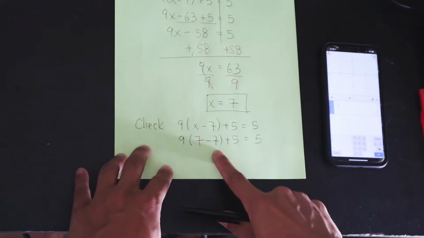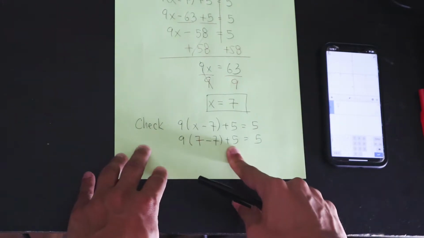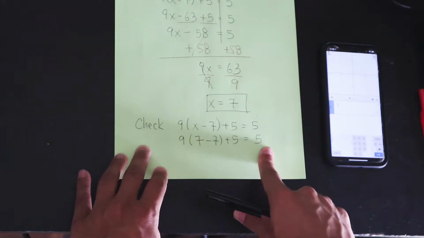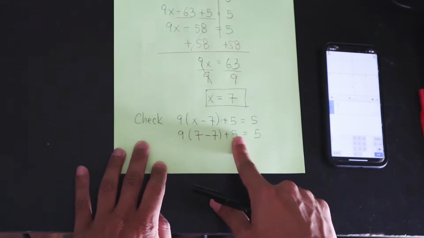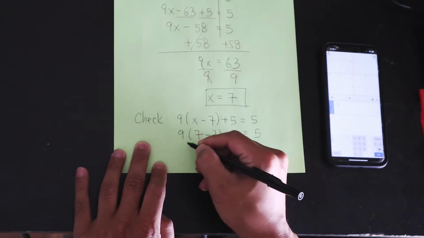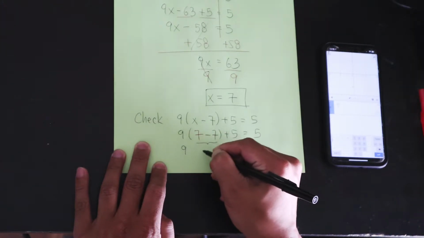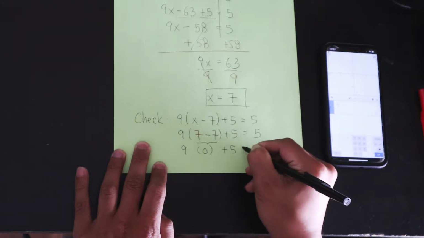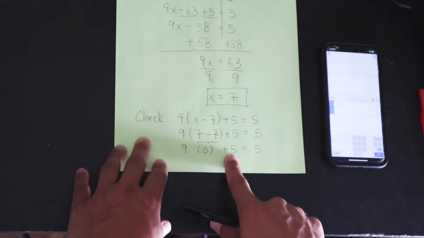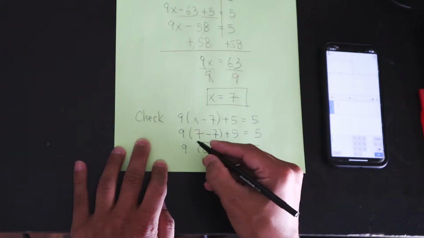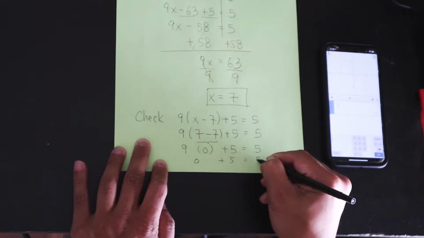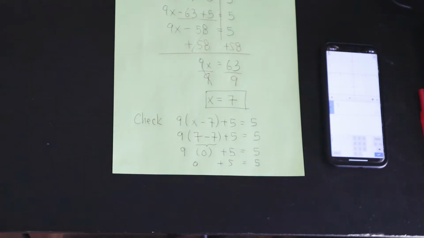And then you're going to use order of operations to simplify the left side of the equation to see if it matches the right side of the equation. So let's use PEMDAS. We're going to subtract inside the parentheses. So you're left with 9, and then 7 minus 7 is 0. 9 times 0 plus 5 is equal to 5. Then between multiplying and adding, I'm going to do multiplication first. So you do 9 times 0, which is 0, plus 5 is equal to 5. Well, 0 plus 5, it is 5.